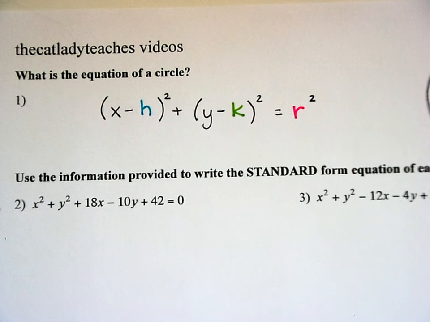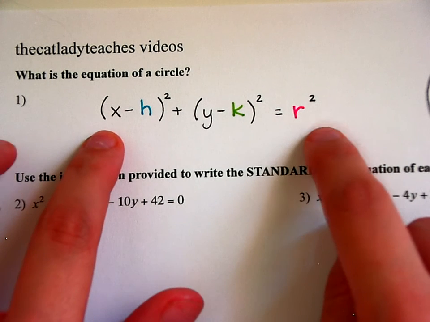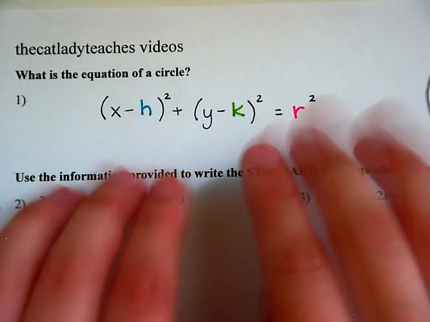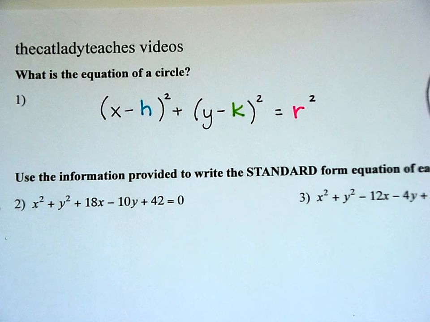So here I have standard form of a circle, and so this is a new equation for us. Anytime we see an equation in this form, we know if we graphed it, it would be a circle on the graph. So let's talk about these values that I have here.